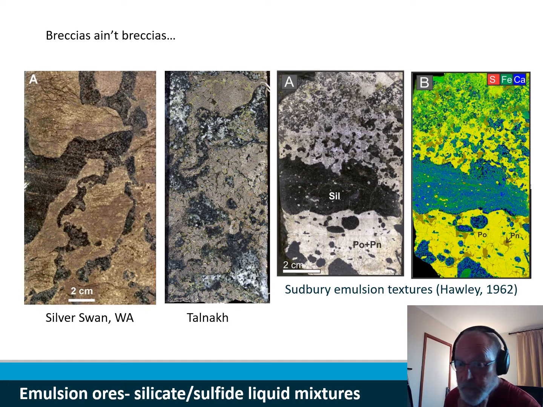Now we've already come across these things, so these are some nice examples of emulsion textured ores, and again these have often been thrown in the category of breccias, but as we've seen, they're not. These are not fragments of rock at all. These are actually mixtures of two immiscible liquids that have solidified together. And here are some examples that we've already seen from Silver Swan, komatiite, Western Australia. These are some of the emulsion textured ores from Norilsk. That's from one of the ore deposits in the Tectonic part of the district.